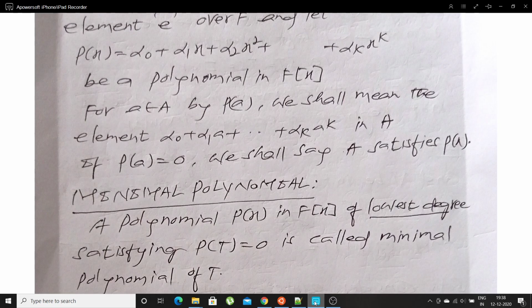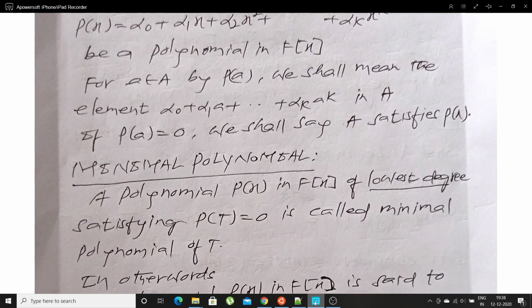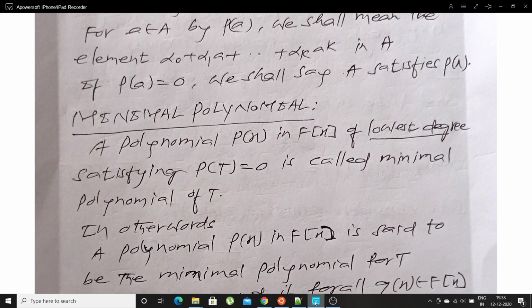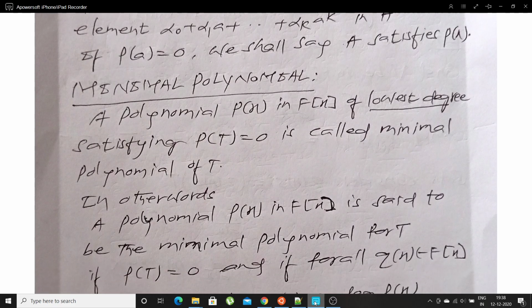Okay, a polynomial p of x in F[x] of lowest degree satisfying the condition, which one? P of t equal to 0 is called minimal polynomial of t. Okay, let me define the same statement in another way. A polynomial p of x in F[x] is said to be a minimal polynomial for t, where t stands for an element.